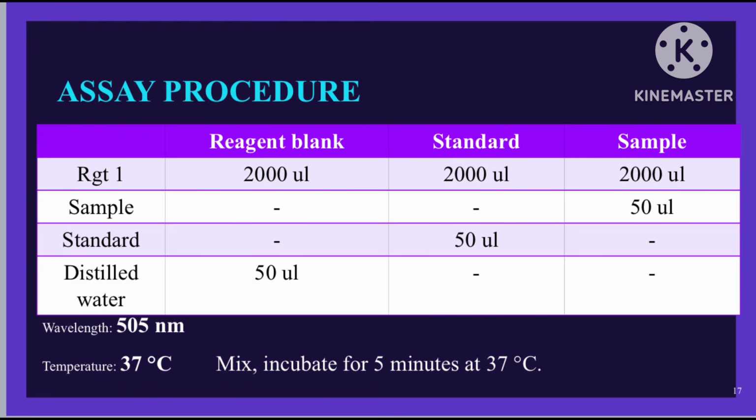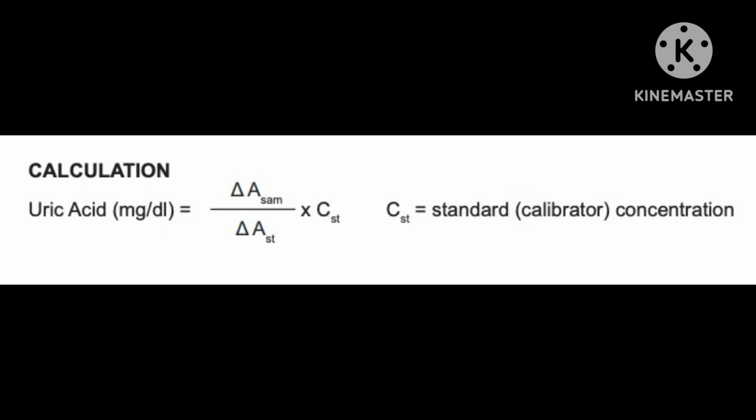As for the laboratory activity proper, you only need to pipette 2,000 microliter of the reagent and 50 microliter of the sample. Mix, incubate for 5 minutes at 37 degrees Celsius in the water bath. Measure the absorbance of the sample and the standard at 505 nanometers against reagent blank. By this time, you're already very proficient in calculating the results. So here's how you calculate again.